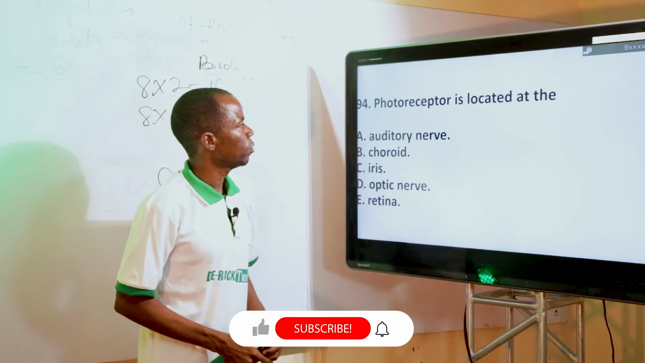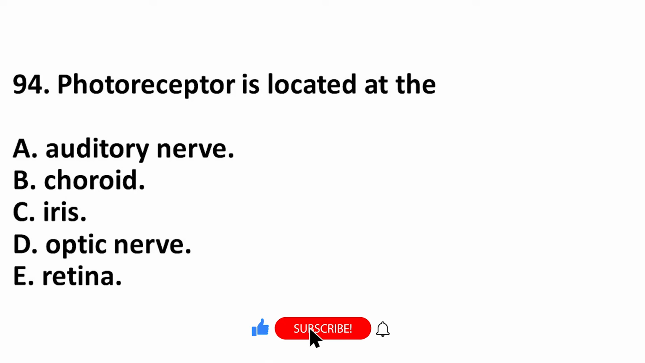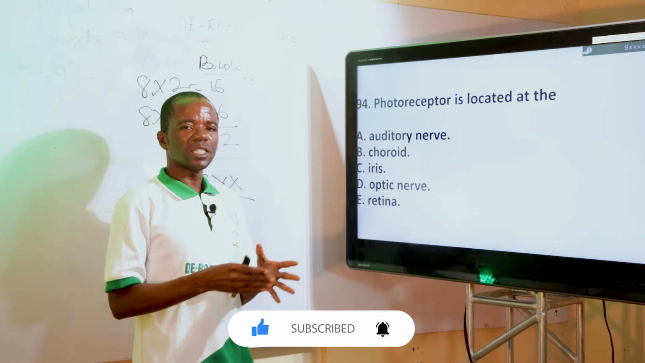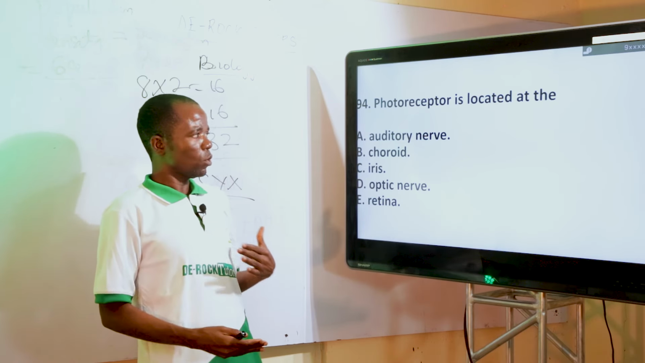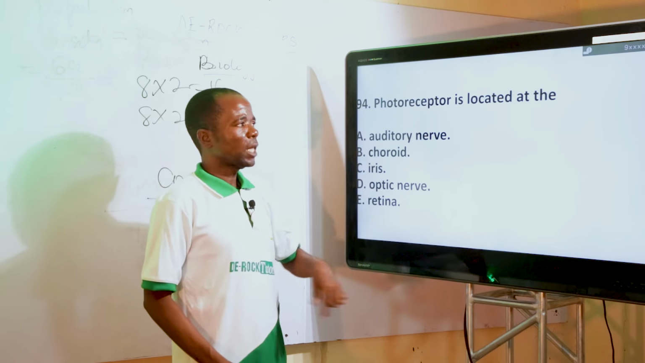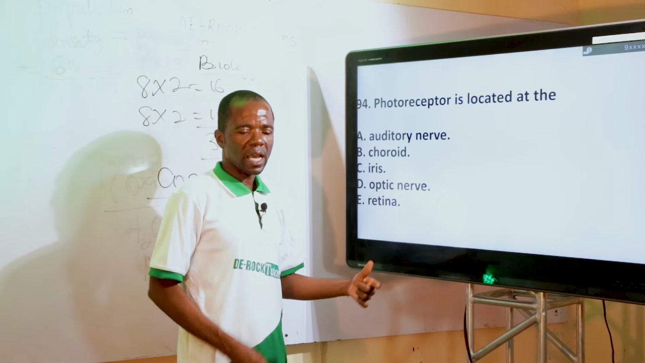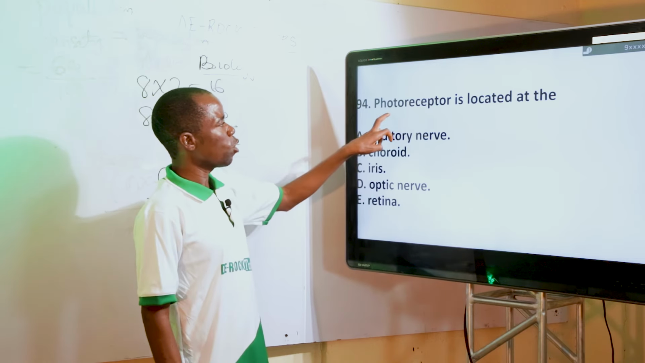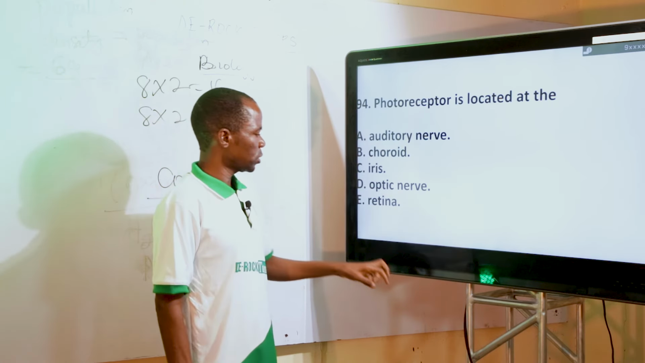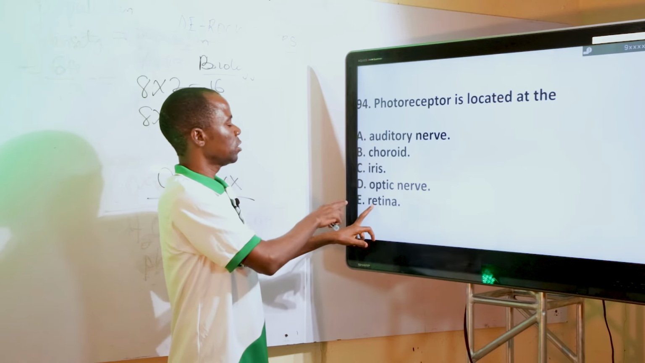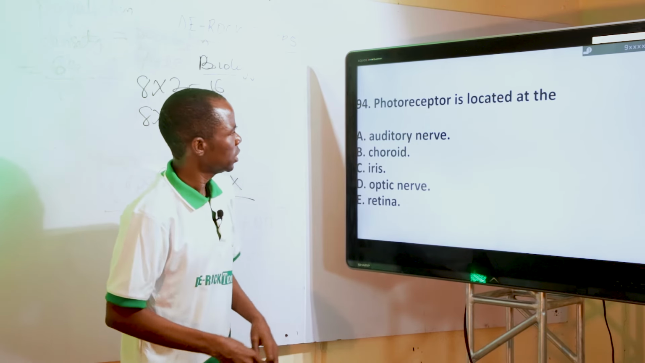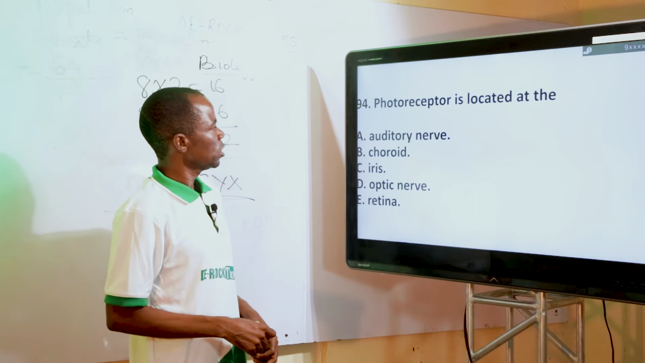Number 94. Photoreceptors are located at the retina. One of the questions we took before was asking which part of the eye is sensitive to light. In my explanation, I said that the part of the eye that is sensitive to light is the retina. I want to say further that the retina contains certain cells that are called photoreceptors. So the correct answer for this is retina. Photoreceptors are located in the retina. That's option E. Let's go to number 95.